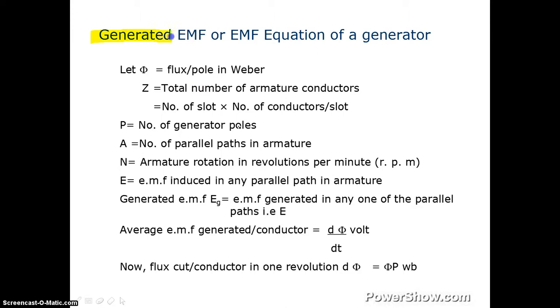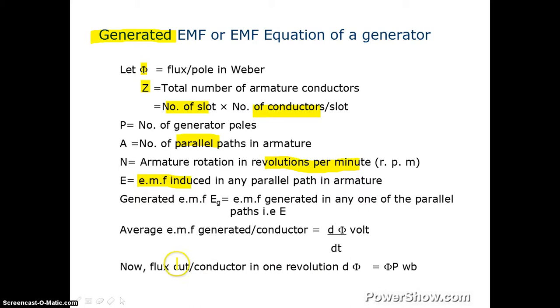Now the generated EMF equation. Let phi be the flux, and Z the total number of conductors. The total number of conductors is the number of slots times the number of conductors in each slot. Let P be the number of generator poles, A the number of parallel paths, N the speed in revolutions per minute, RPM, and E the EMF induced in the armature. The average EMF generated per conductor is given by dphi by dt, according to Faraday's law of electromagnetic induction.